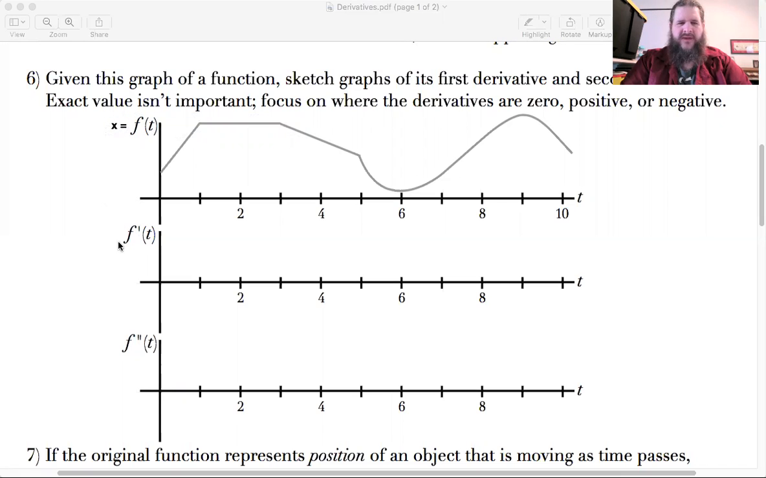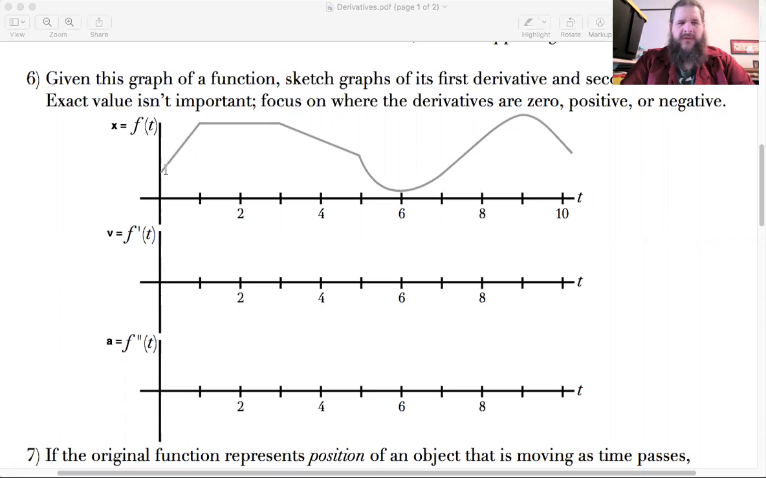The first derivative of position would be velocity. And then the second derivative? Acceleration. Yeah, second derivative is acceleration. So a graph of position versus time, velocity versus time, and acceleration versus time literally are just the graphs of some function, its first derivative and its second derivative.